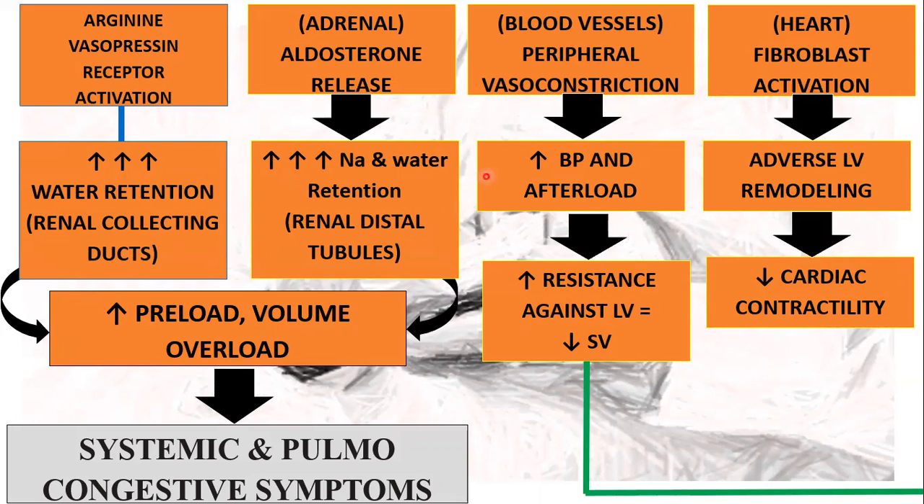Continuing with the effect in the blood vessels, peripheral vasoconstriction would increase the blood pressure of our patient and also the afterload. Thus, it would increase the resistance against the left ventricle, and it would lead to a decrease in stroke volume. As for the heart, from the collagen synthesis and hypertrophy, it would lead to adverse left ventricular remodeling, decreasing the cardiac contractility.